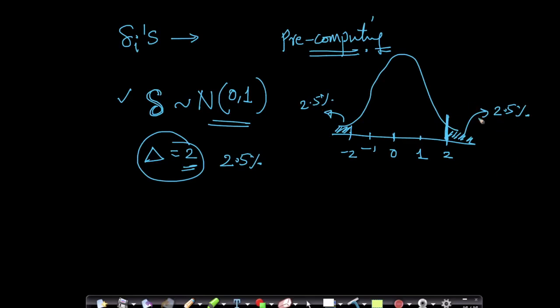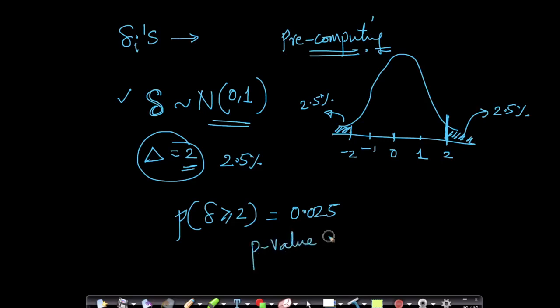right? So you would say, I got a delta value which is very high, and the probability of getting a value this high or something higher than this, right, is only, so what is the probability that your delta is greater than 2, right? It's only 0.025, 2.5%, right? So then you would say that my p-value is 0.025.